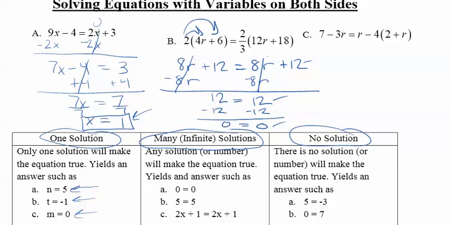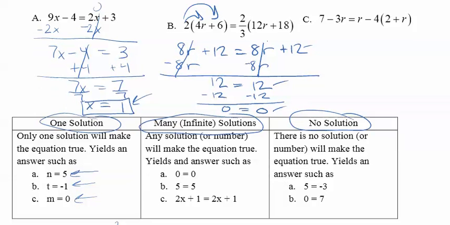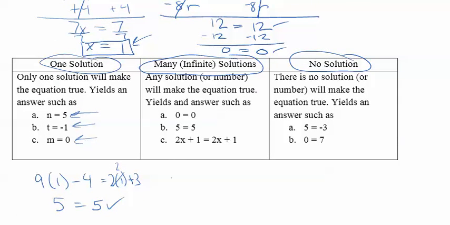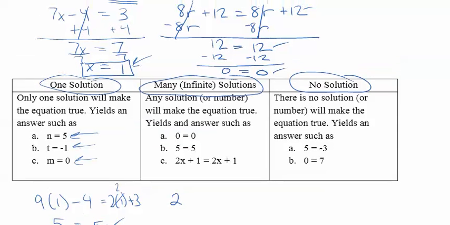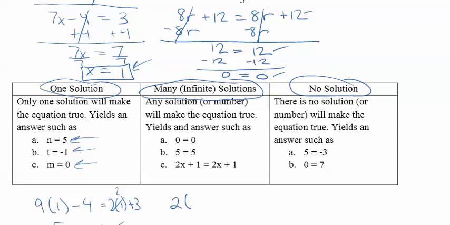Well, many has infinite solutions. Okay, so that means your solutions go on forever. So any number that you plug in will actually work in your equation. So let's try some numbers. I'm going to try 1. So let's try 2 times 4 times 1 plus 6 is equal to 2/3 times 12 times 1 plus 18.